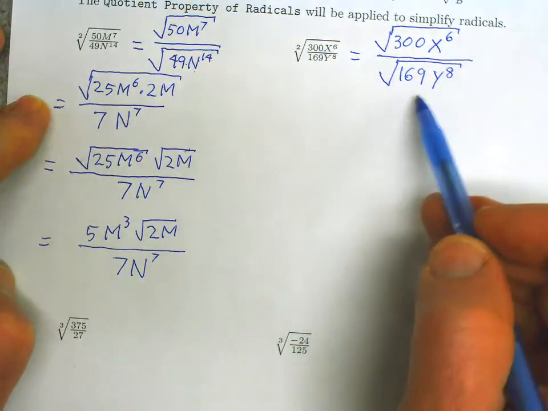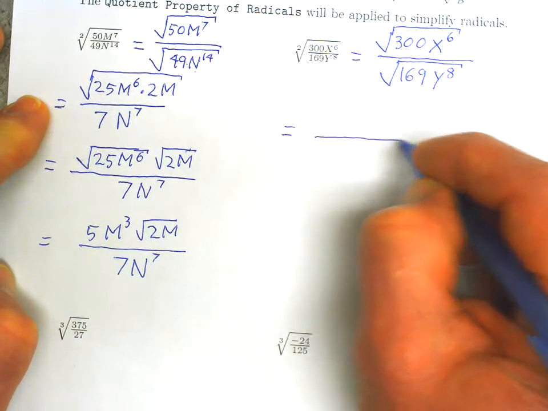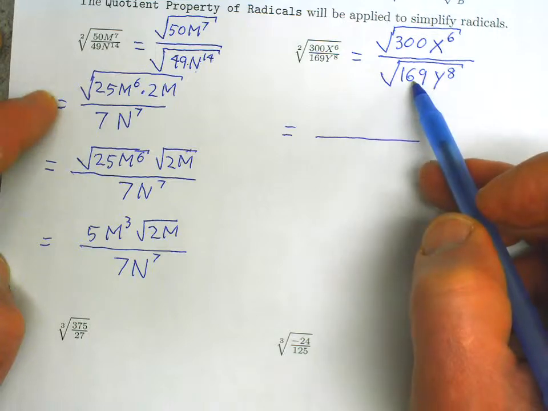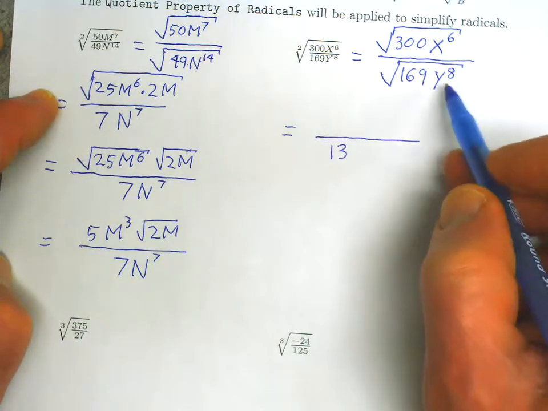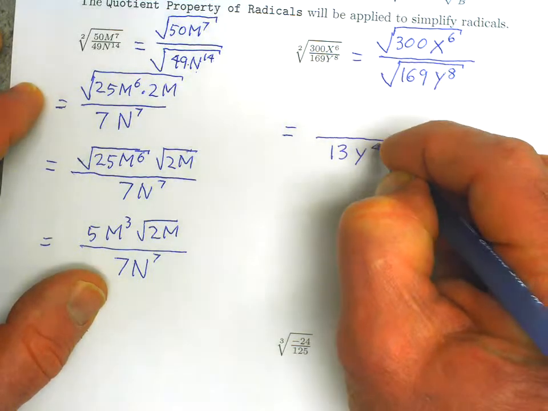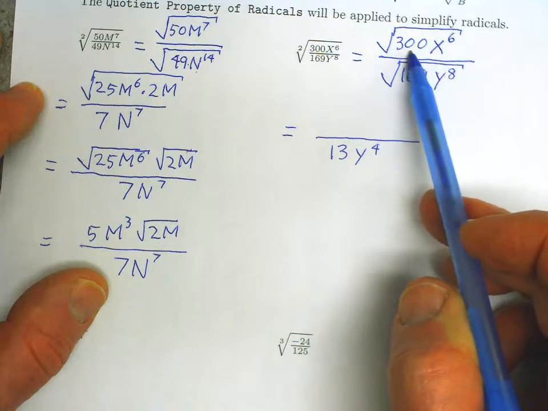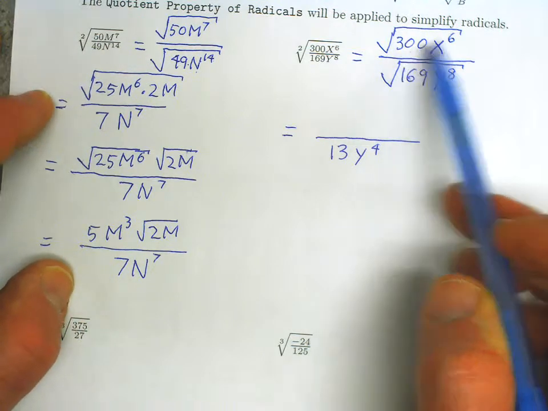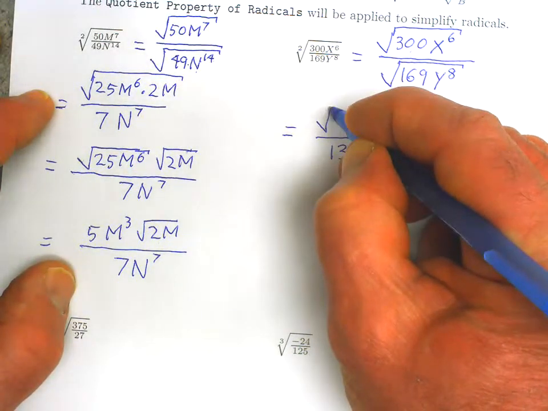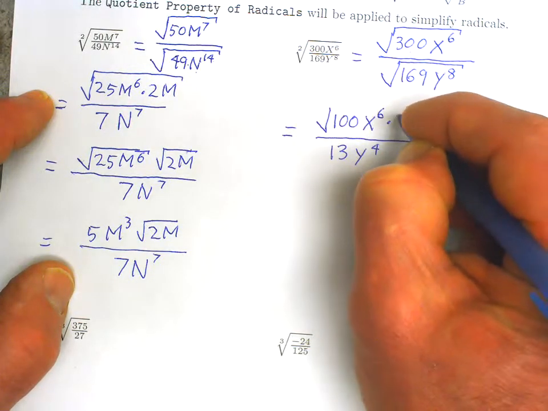The denominator simplifies nicely, so we'll go ahead and do that. 169 is a perfect square. The square root of 169 is 13. And y to the 8th is a perfect square. The square root of y to the 8th is y to the 4th. And in the numerator, the largest factor of 300 that's a perfect square is 100, and x to the 6th is a perfect square. So we can rewrite the numerator as the square root of 100 x to the 6th times 3.